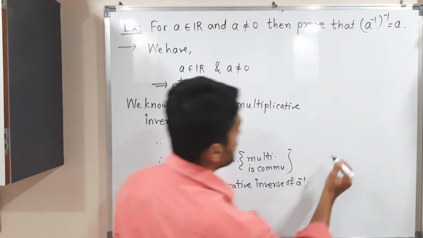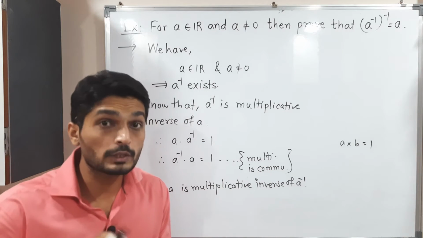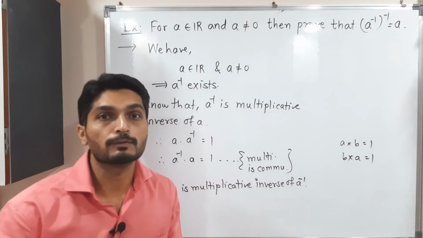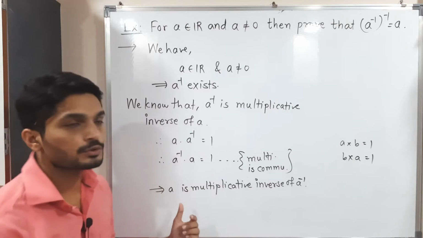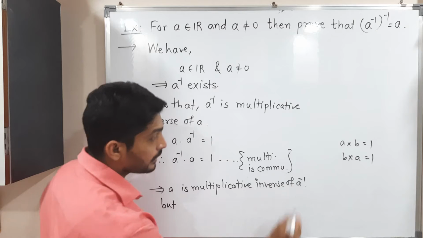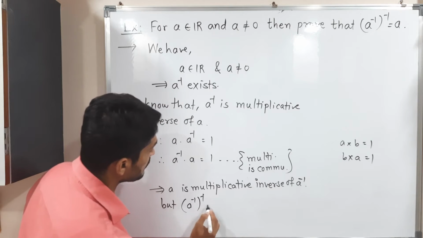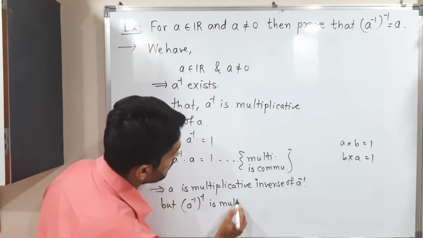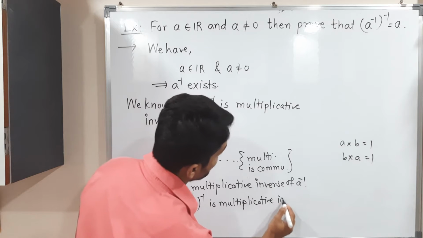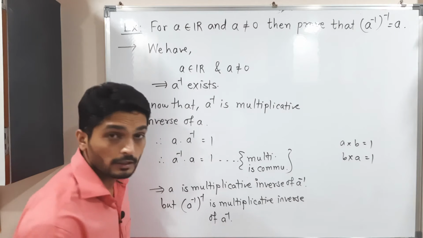Getting my point? It is just like this. a into b is equal to 1, so we say b is the inverse of a. But if I write it this way, b into a is equal to 1, then we say a is the inverse of b. So positions are changed, that's why we can write in the reverse way. But what is the actual inverse of a inverse? The inverse of a inverse is the multiplicative inverse of a inverse. You are getting the logic.